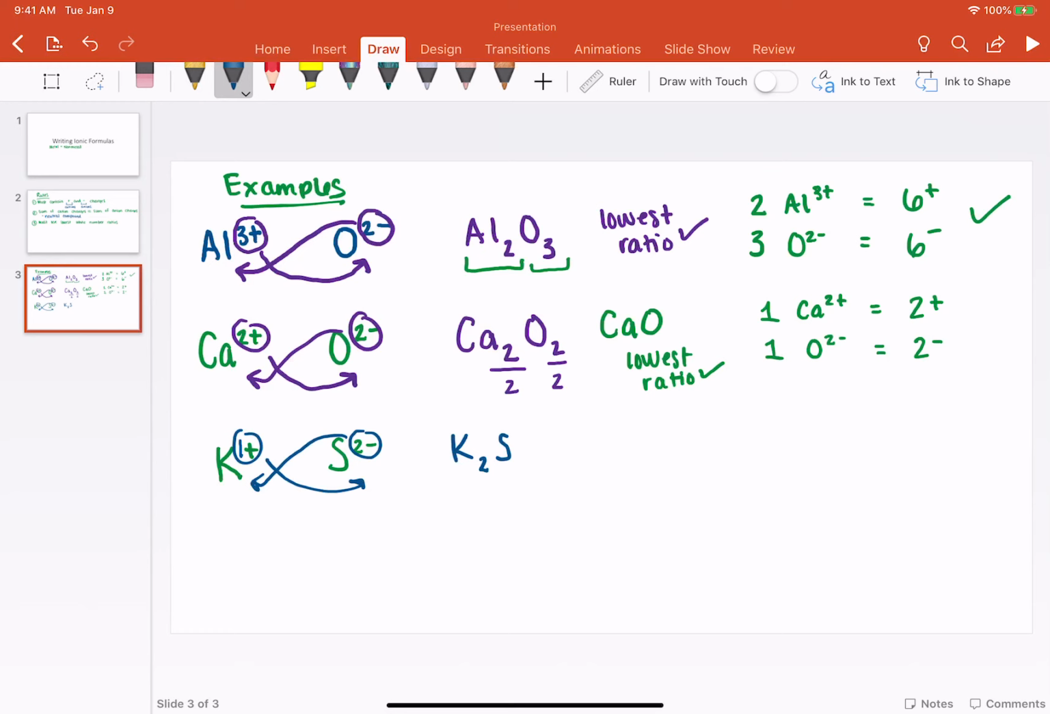Do we have the lowest whole number ratio? Yes, we do. We can't simplify 2 to 1 any more than it already is simplified. And now let's check if we have 2 K pluses. That is going to give us a total of 2 plus. 1 S2 minus will give us a total of 2 minus. And 2 plus will balance out with 2 minus, so those check out.